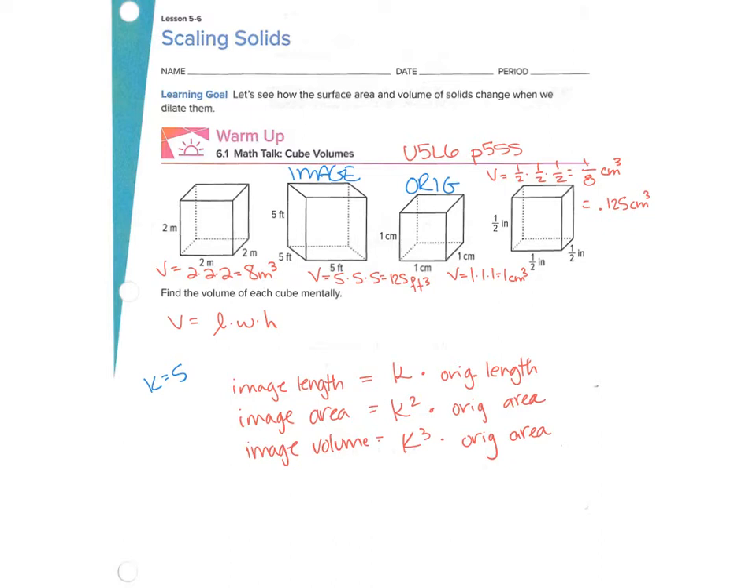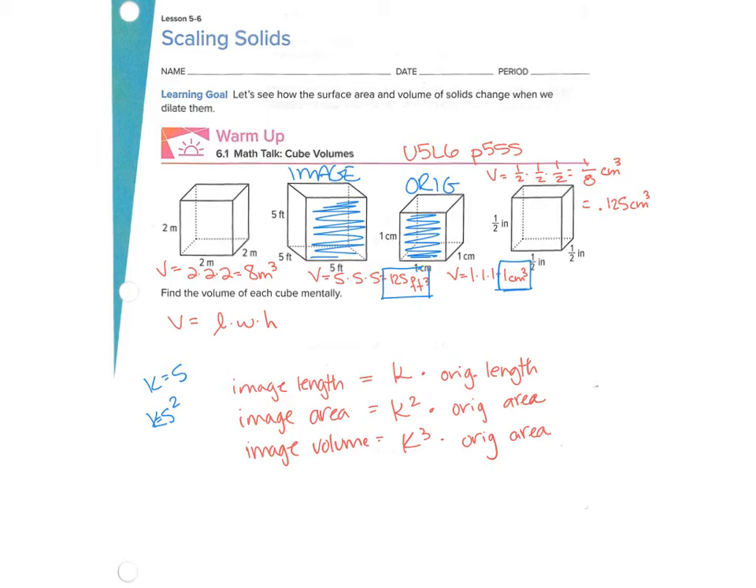The area of my side changed by 5 squared. If I do the area of my front side, 1 times 1, I can see I would get 1 squared. If I do the area of my front side, I see that I get 5 times 5, or 25. However, let's look at my volume. My original volume is 1 cubic centimeter, and my image volume is 125.